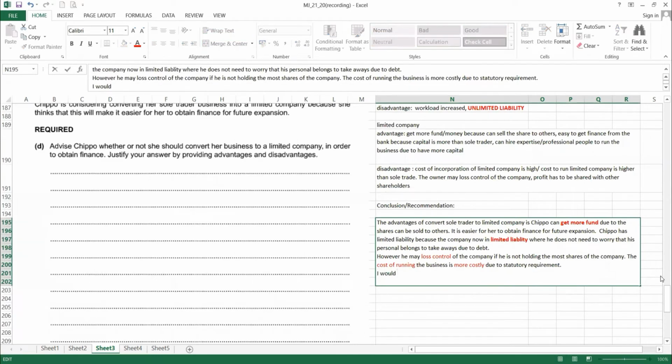I would suggest, I would advise Chipo to convert the business into limited company, because she needs a lot of funds to run the manufacturing business.